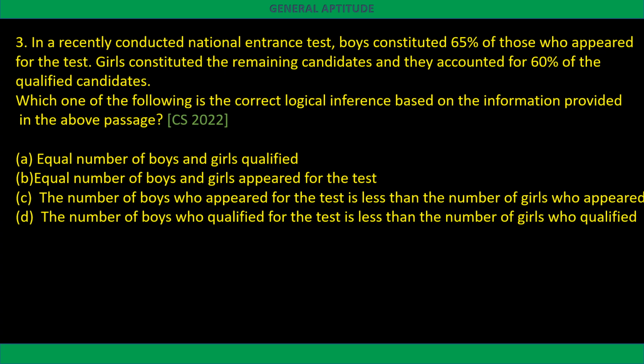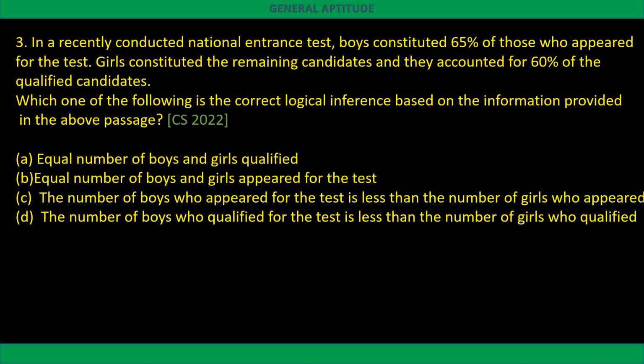In a recently conducted national entrance test, boys constituted 65% of those who appeared for the test, girls constituted the remaining candidates, and they accounted for 60% of the qualified candidates. Which one of the following is a correct logical inference based on the information provided in the above passage?